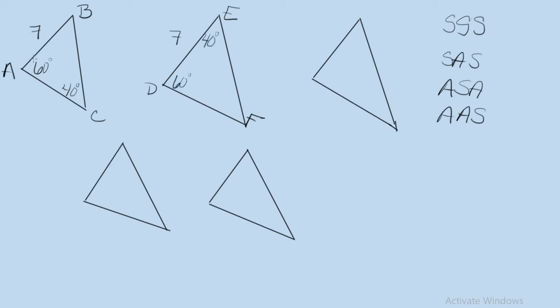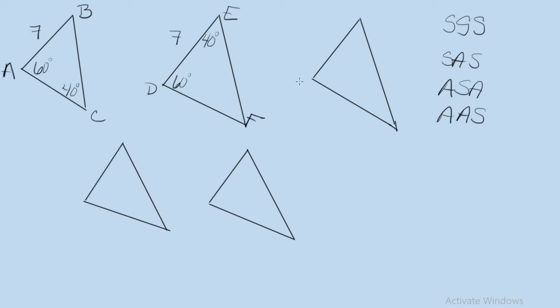Now, it's important to notice that the 7 here is right next to the 60, but is not included with the 40 degrees. So here, if you look, the side that's 7 is right by the 60, but is also right by the 40. So those two are not what we're looking for. Those two are not congruent.